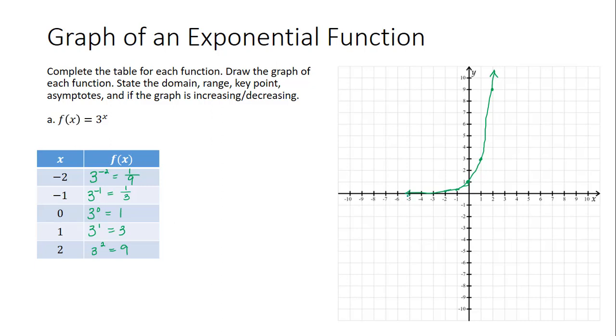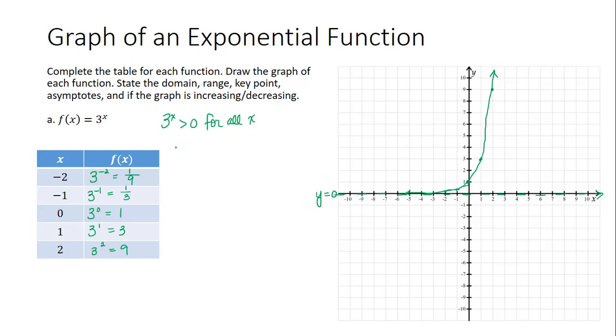Note that the graph goes very, very close to the x-axis but does not touch the x-axis because 3 to some number will never be 0, right? 3 to the x is greater than 0 for all x. And so this line y equals 0, that is the x-axis, is a horizontal asymptote of the graph of this function. So we say y equals 0 is a horizontal asymptote.